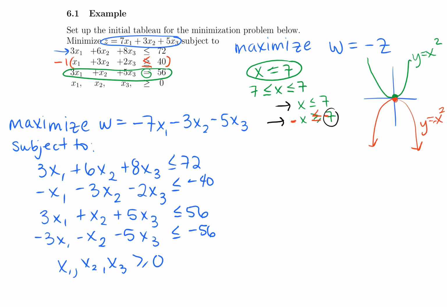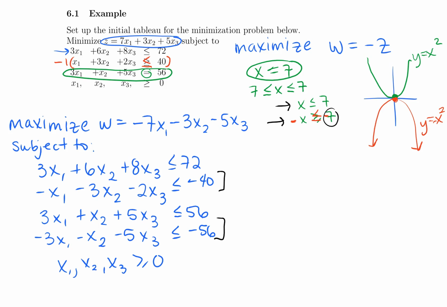So now we have a standard maximum problem. We have a couple issues here because we have some negatives on our constraints, but that's something that we'll look at when we actually go through an example, solving a non-standard minimum. So that'll be the next video. So for now, though, we can go ahead and set up our initial tableau.